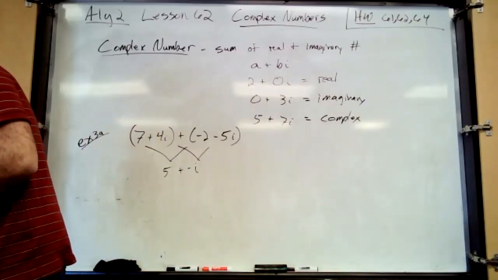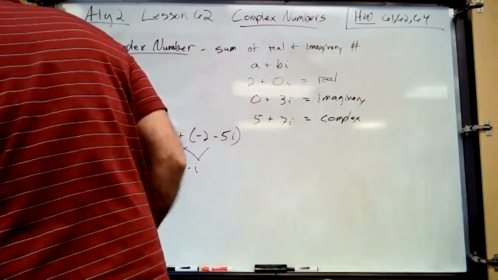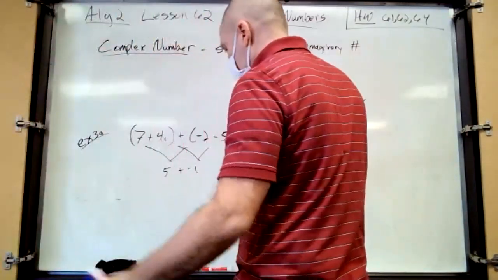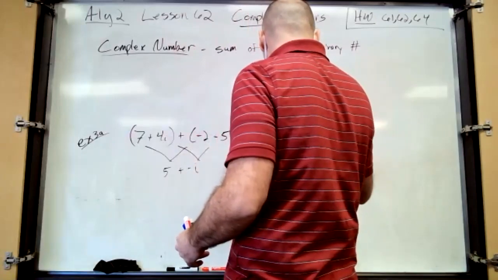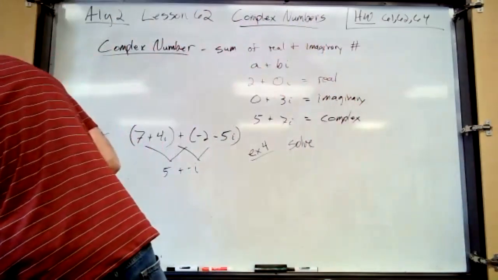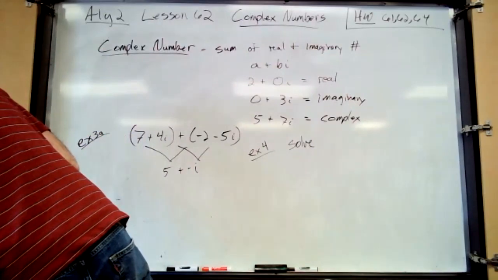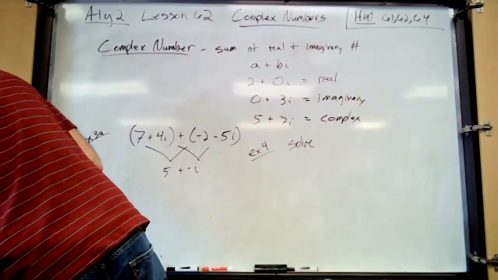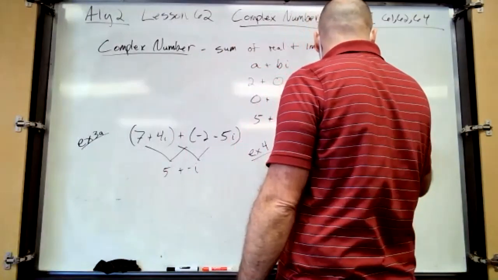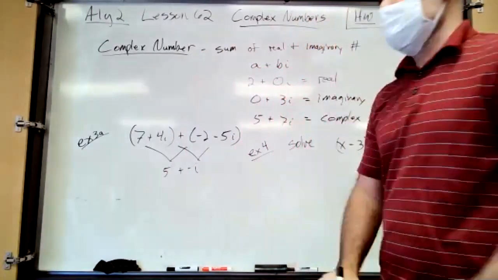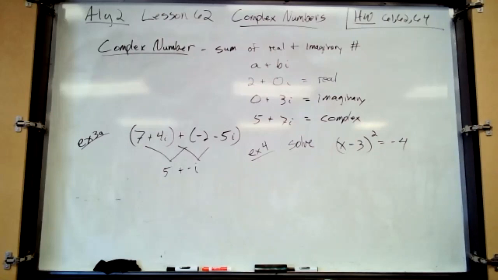I'm not going to do another example. Let's do this. Example 4 is of that non-example. Here we're going to solve a quadratic. So we're going to say x minus 3 squared equals negative 4. So x minus 3 in parentheses squared equals negative 4. Okay. So how do I solve for x? What do I do?